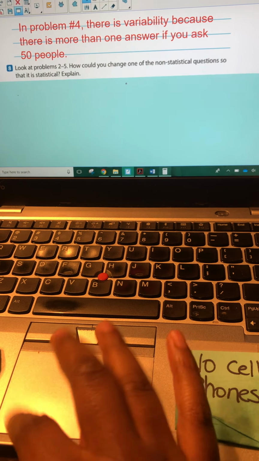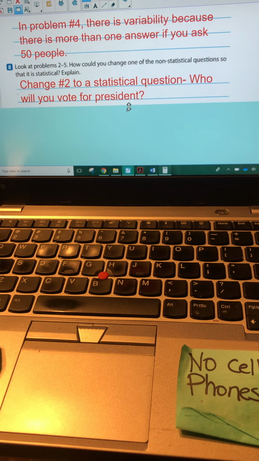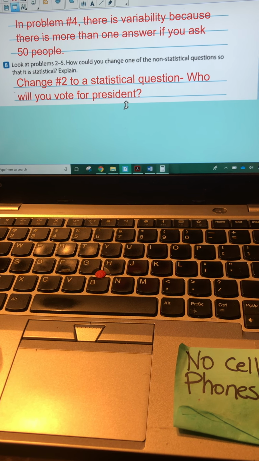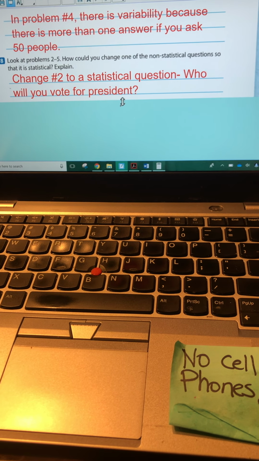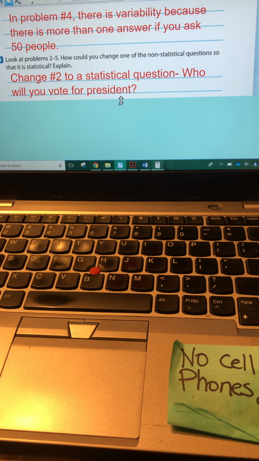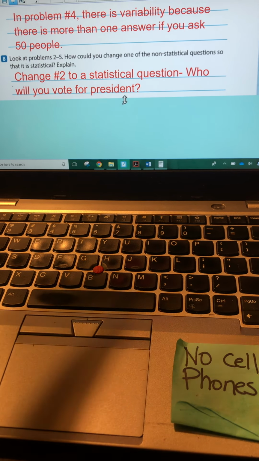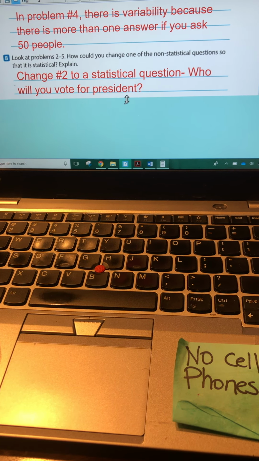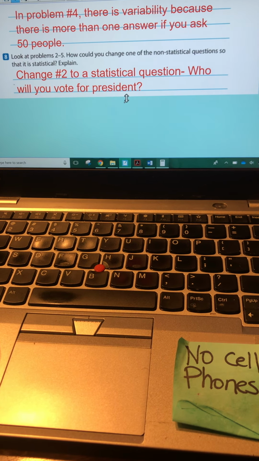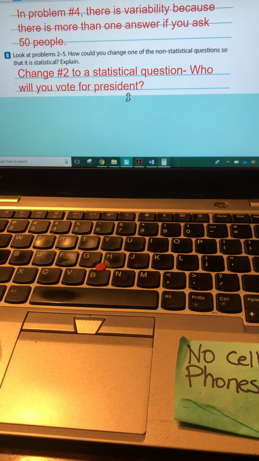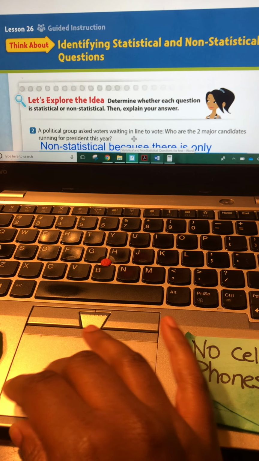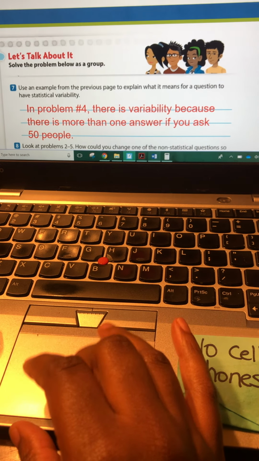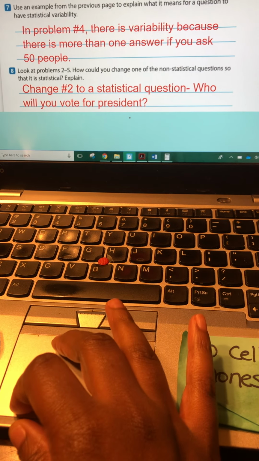So let's take a look. The question that I chose was number 2. It's the first one. To change it to a statistical question, we would say, who will you vote for president, instead of the non-statistical question, who are the candidates? Because you're only going to say 2 names. That's just one answer. But if I say, who will you vote for president, all of those people are going to tell me something different if I'm at the voting booth. And you can just go back and read that. A political group asks voters. So if I ask that same group of voters, they're all going to tell me different answers.